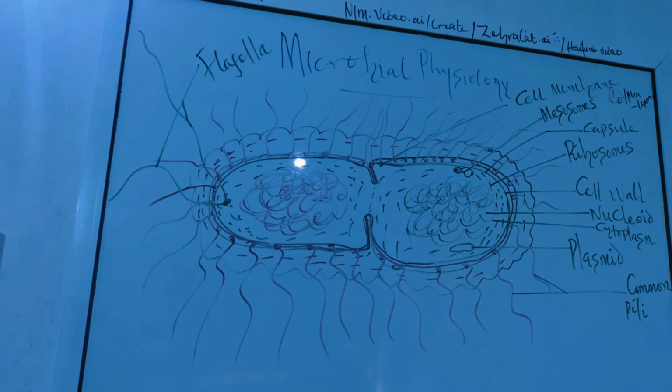Either rough endoplasmic reticulum or smooth endoplasmic reticulum. It is not there. So that is actually telling you that the functionality of each component of a bacterial cell will go a long way to depend on the ecological niche that the microorganism is capable of occupying.